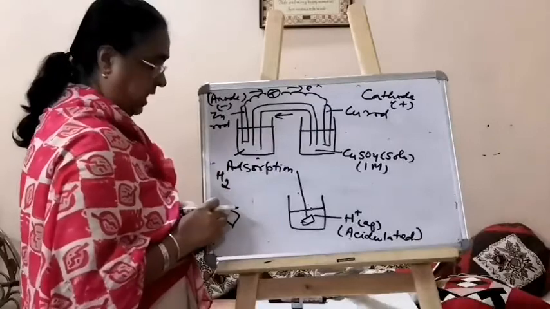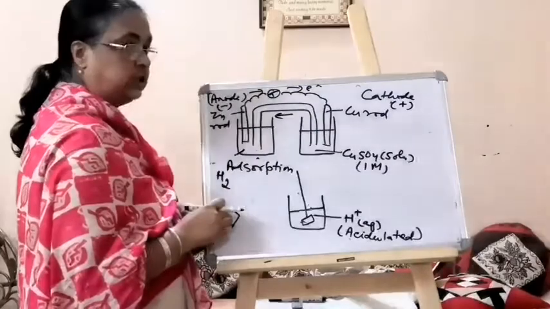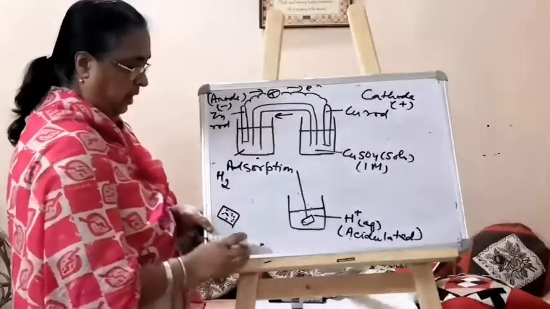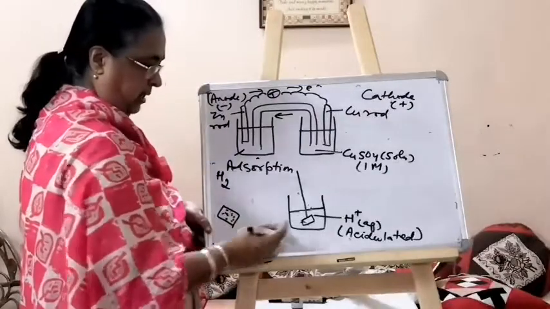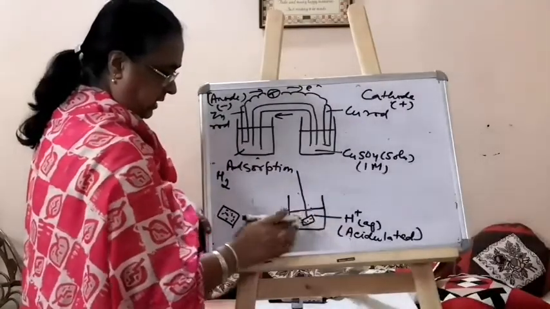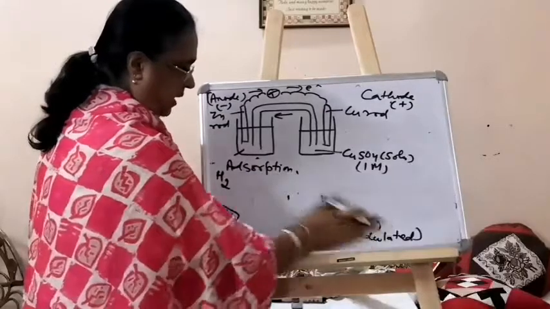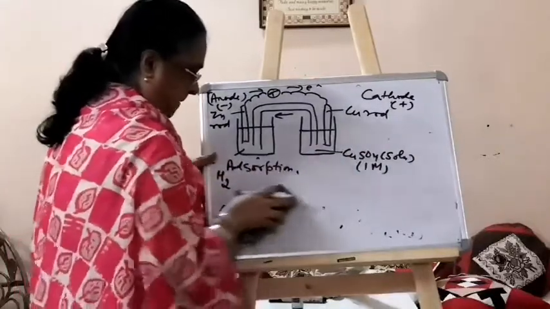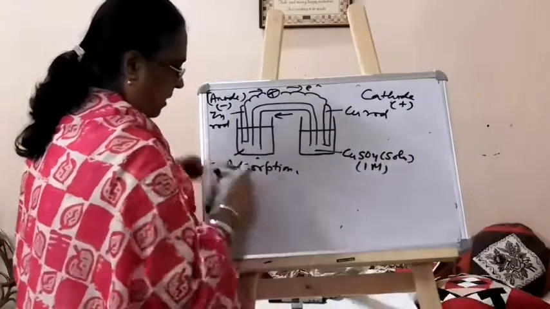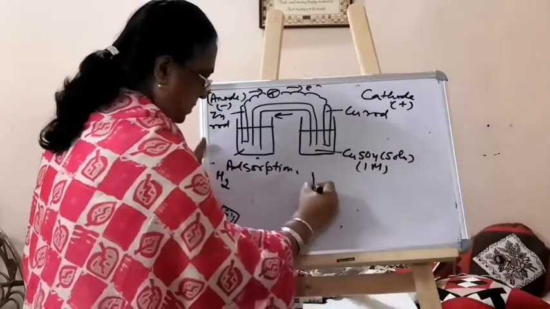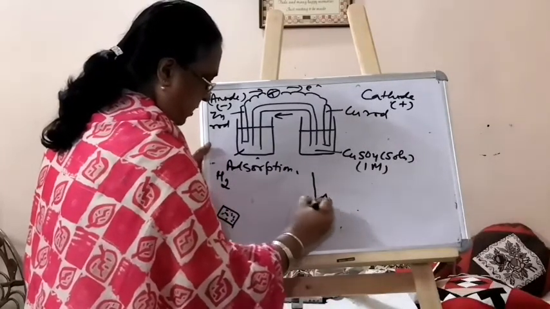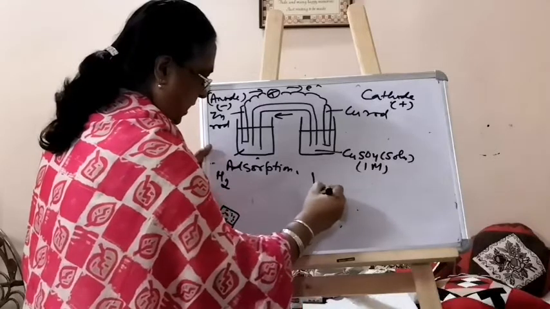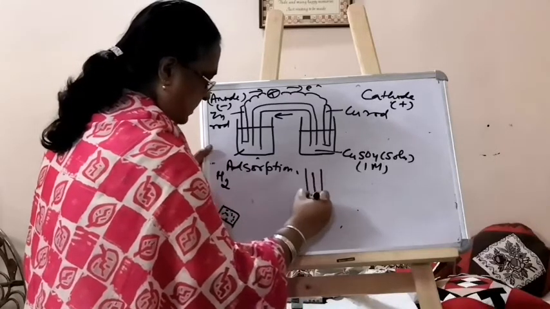So hydrogen gas has to be adsorbed, but if the surface is smooth, it cannot be adsorbed. So it is coated with particles of black platinum. The platinum plate is coated with black platinum to make the surface rough, and then I make it a little bigger, then it will be clear to you. So this is the platinum plate coated with black platinum, and this is glass jacketed.